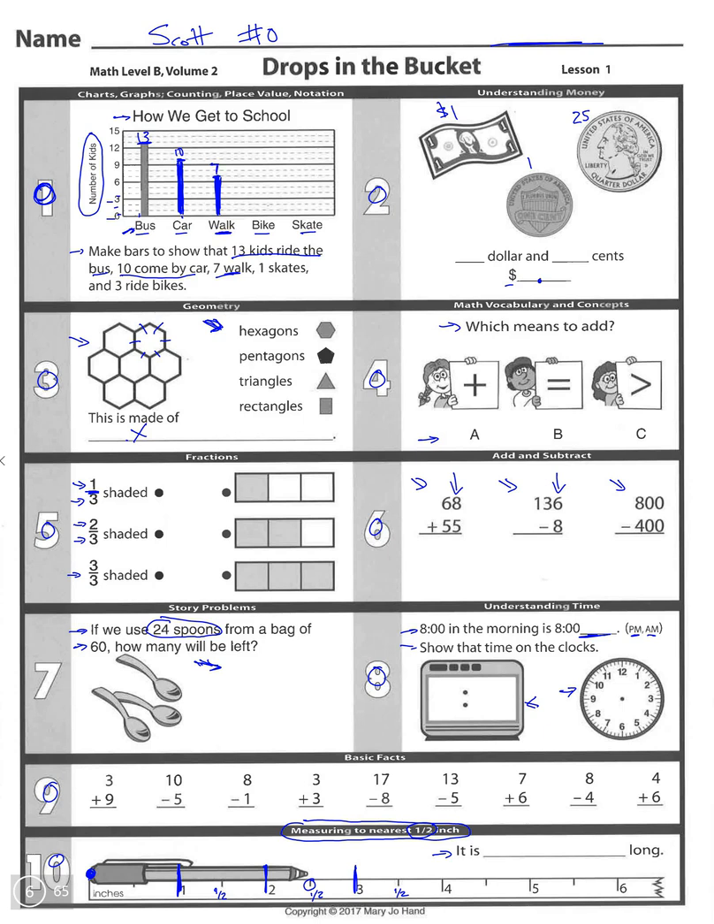It says 1 skates. So that's just this teeny little one right here. 1. And then it says 3 ride bikes. And that one is that line. So we can just go right to that line and then write 3. I like to show those numbers on it. Okay, so number 2, here we go.